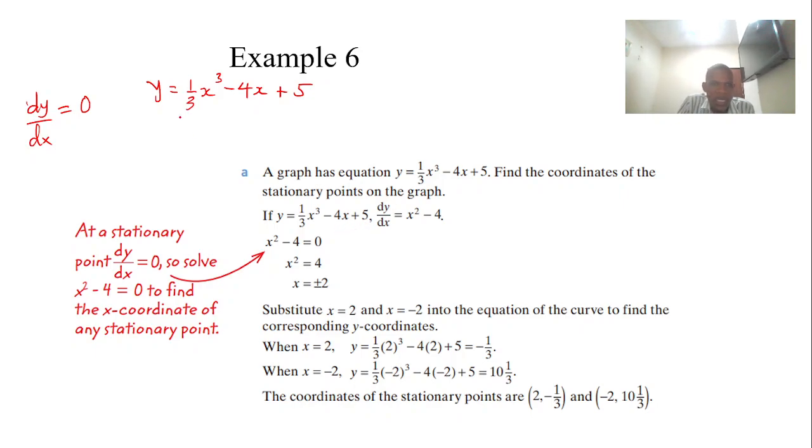What I have to do here is find dy over dx. That's the first thing you must get. This is your gradient function. If I differentiate 1 over 3 x cubed, the 3 comes to the front. You have 3 times 1 over 3, and you now do the power 3 minus 1. Then minus, differentiate 4x, you have 4. Differentiate 5, you have 0 because it's a constant. The 3 cancels out the 3. So I have x squared minus 4. Now this is my gradient function.